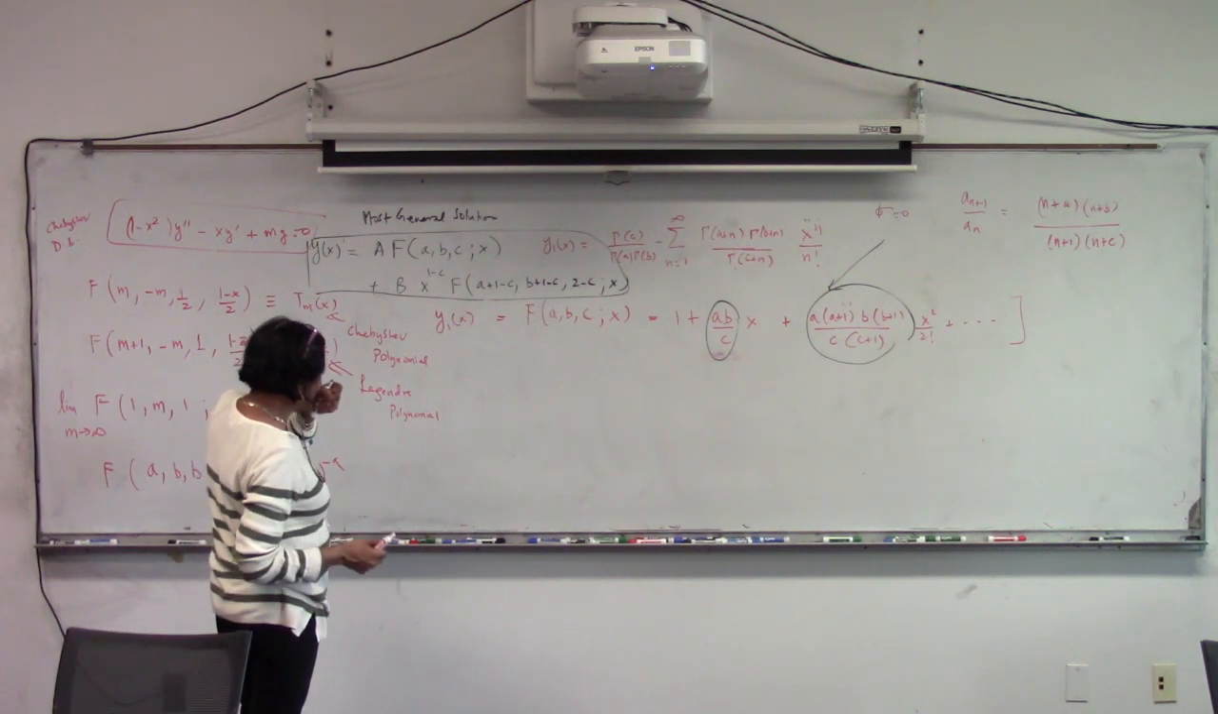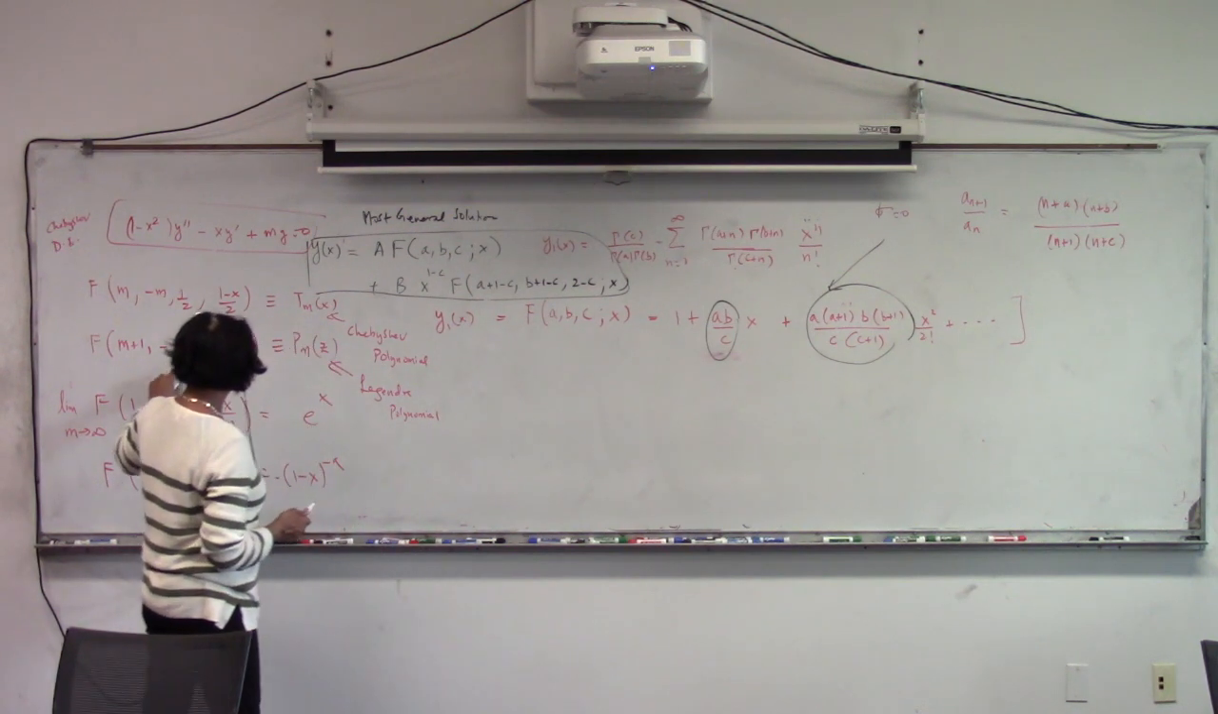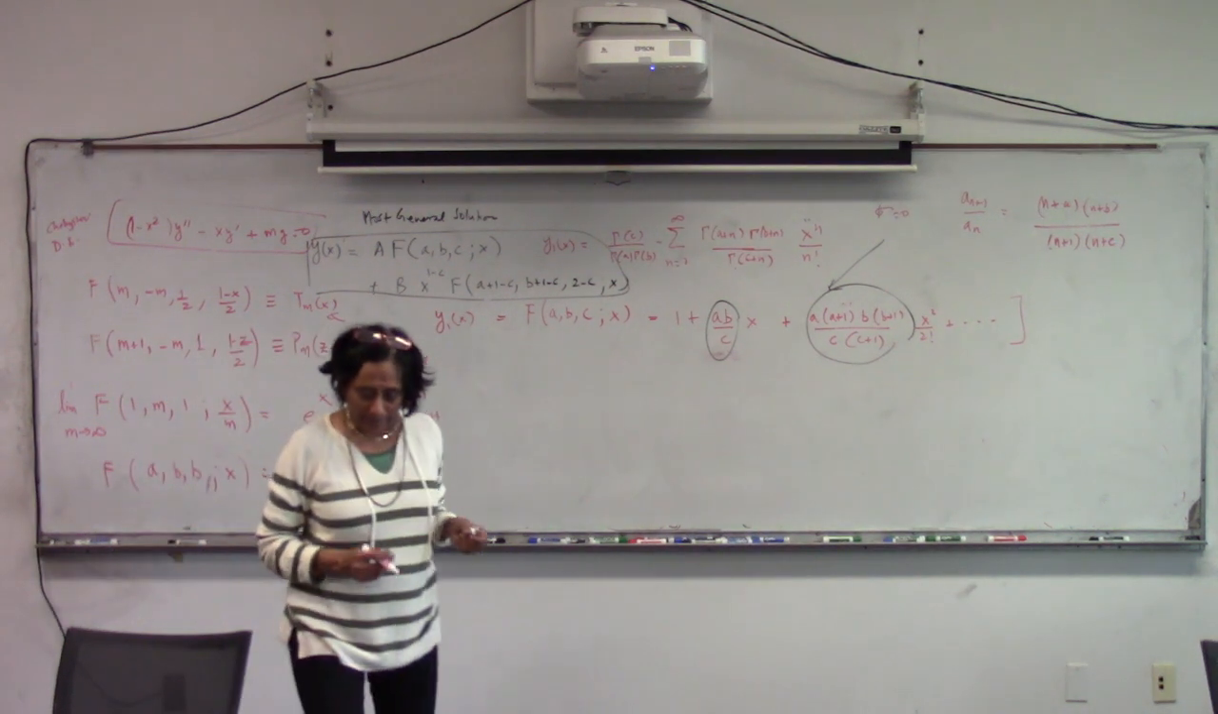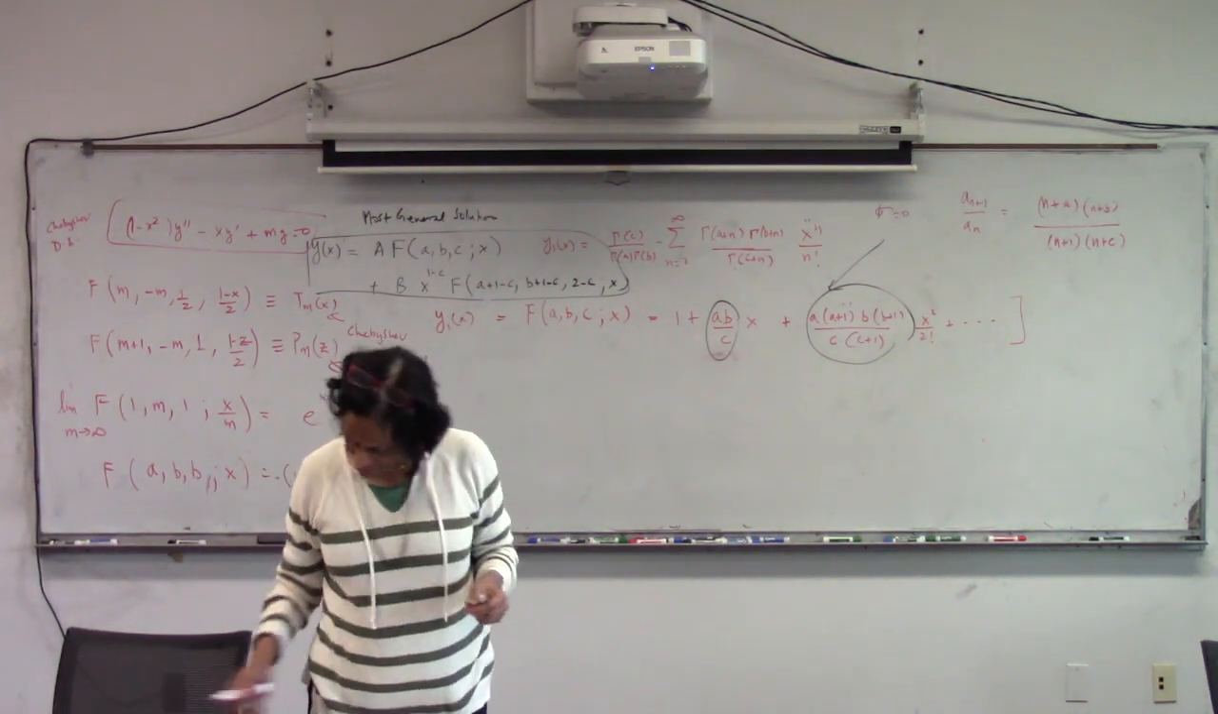Okay. All right, let's understand this. Why is this the Legendre polynomial? I mean, where is our differential equation?